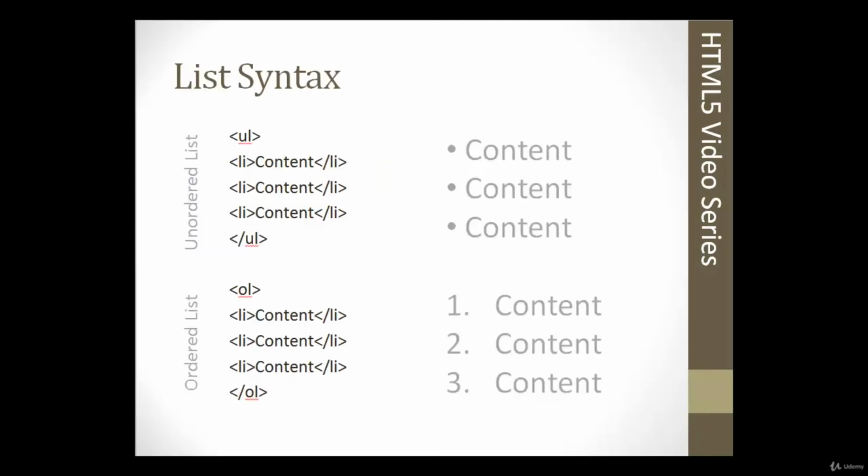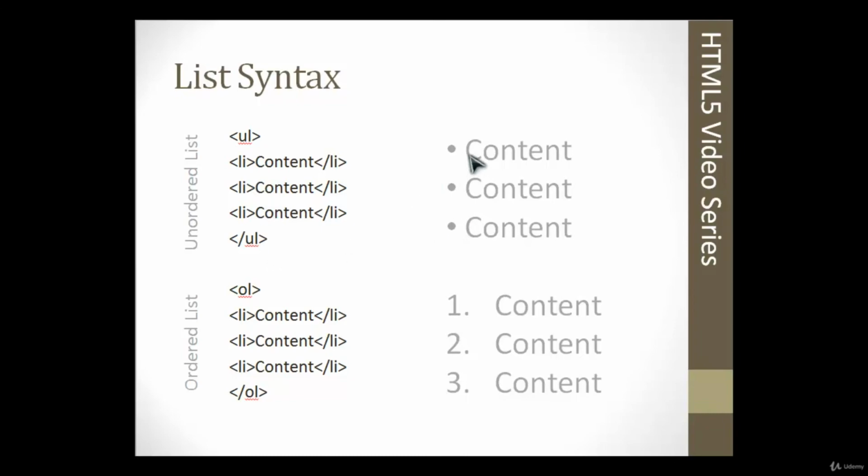So here we have a layout of the list syntax, which is very simple. It's a lot easier than a table. There's a lot less to it. So we have 2 types of lists here. We have an unordered list and an ordered list. And the only difference between these two is an ordered list has numbers and an unordered list has bullets.